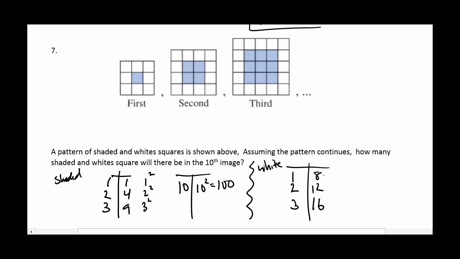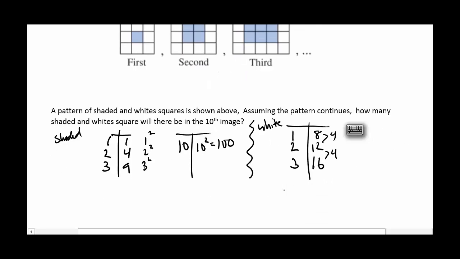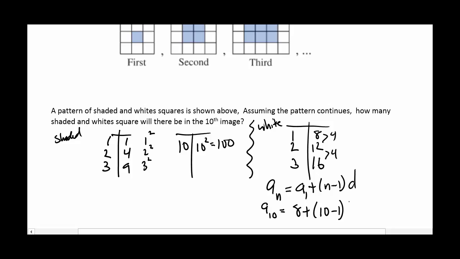As we go from 8 to 12 and 12 to 16, we are adding 4 each time. So it's an arithmetic sequence. We have a formula for this, the nth term of an arithmetic sequence: a sub n is a sub 1, the first term, plus n minus 1 times the common difference. So if I want the 10th term in this pattern, I want the first term, which was 8, plus n, in this case 10, minus 1, times the common difference. We are adding 4 each time.